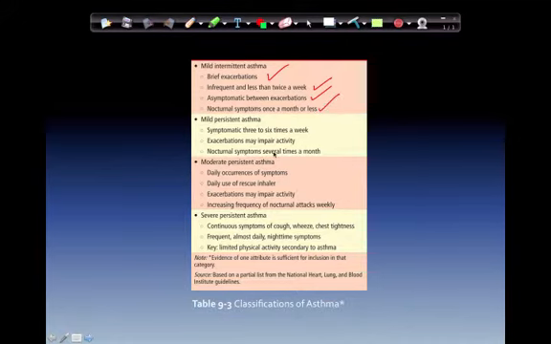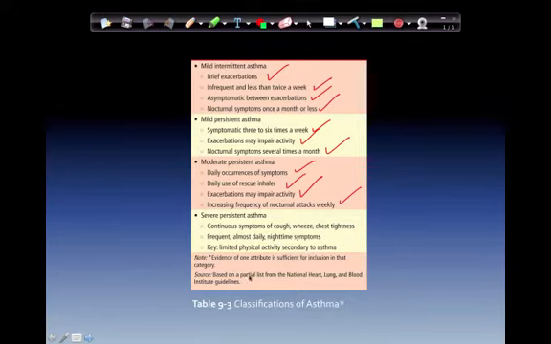Symptomatic 3 to 6 times a week. Now we increase the frequency. Exacerbations may impair activity. Nocturnal symptoms several times a month. Moderate persistent asthma. Daily occurrences of symptoms. Daily use of rescue inhaler. Exacerbations may impair activity and increase frequency of nocturnal attacks weekly. Severe persistent asthma. Continuous symptoms of cough, wheezing, and chest tightness. Frequent, almost daily, nighttime symptoms. Key: limited physical activity secondary to asthma.